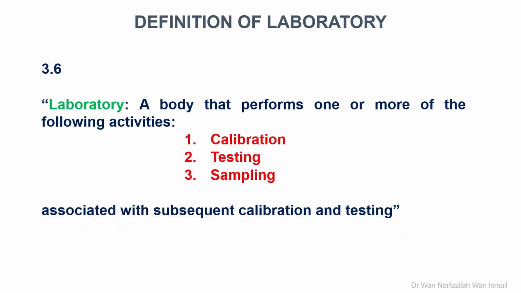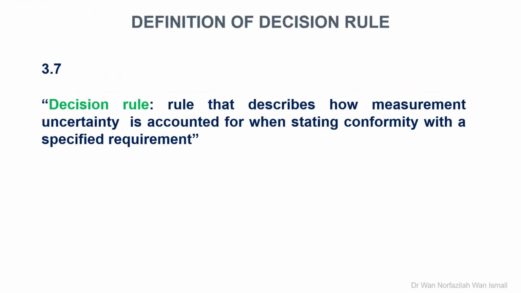Laboratory is defined as a body that performs one or more of the following activities: calibration, testing, and sampling associated with subsequent calibration and testing. In ISO 17025-2017, there is a term called decision rule, which means the rule that describes how measurement uncertainty is accounted for when stating conformity with a specified requirement.